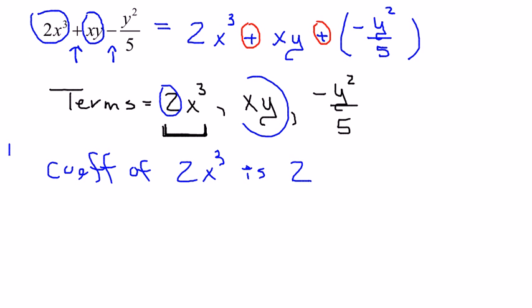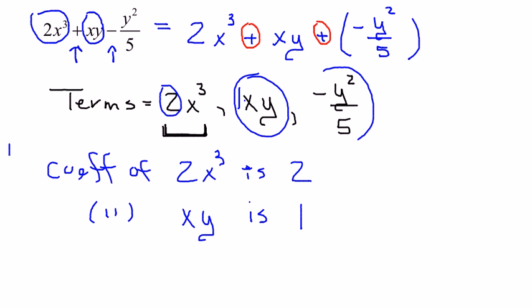Now, looking at this one, it's not so obvious. So we have to think of this as a little implied 1 there. So we've got 1 times xy. So the coefficient of xy is simply 1.